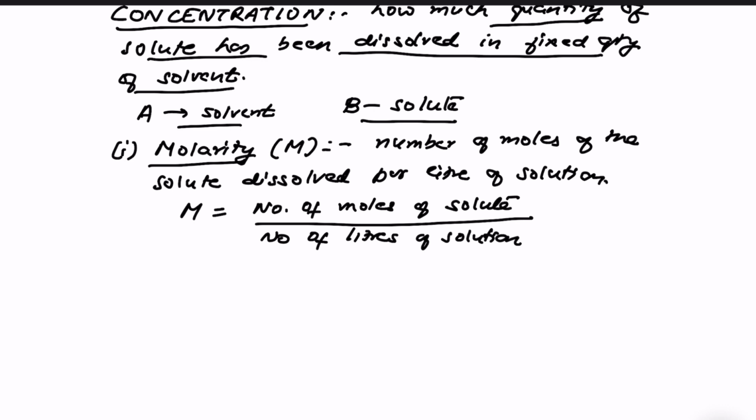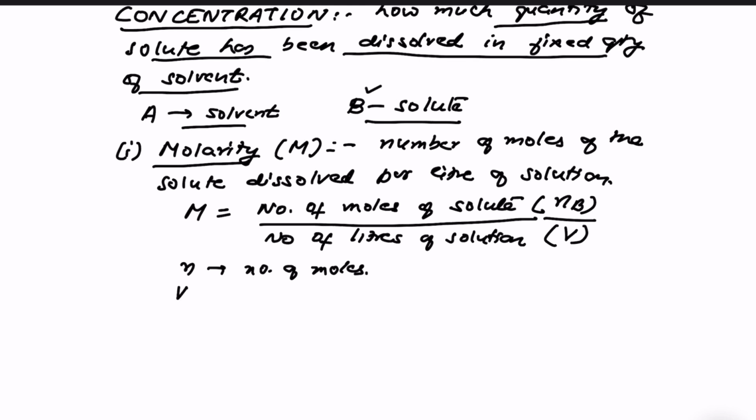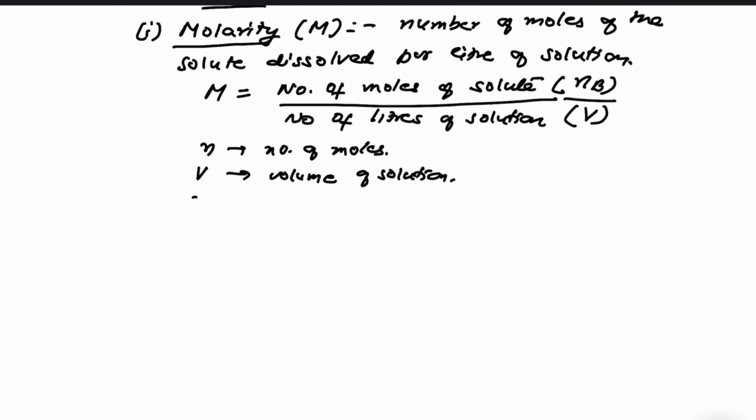Now, how will you calculate the number of moles? If small n denotes the number of moles, and since I am using B for solute, the number of moles will become nB. And V stands for the volume of the solution in liters. We know that the formula for the number of moles is always given mass upon molecular mass.